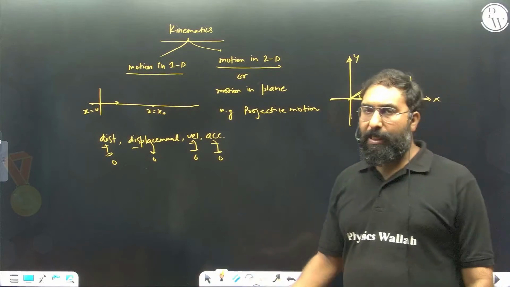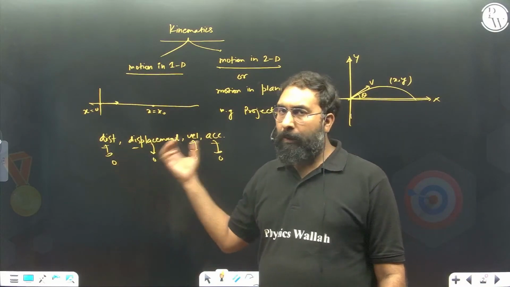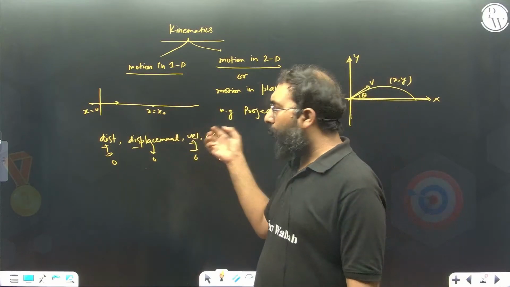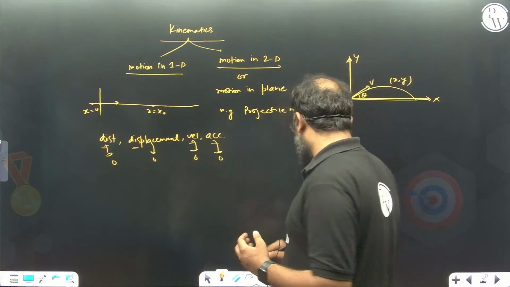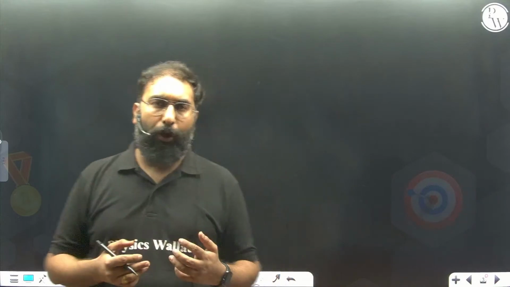But when a particle starts moving, there will be some specific values for these physical quantities. It is going to have some value for distance, displacement, velocity and acceleration. So first of all, how do we define whether the given particle is moving or not moving?